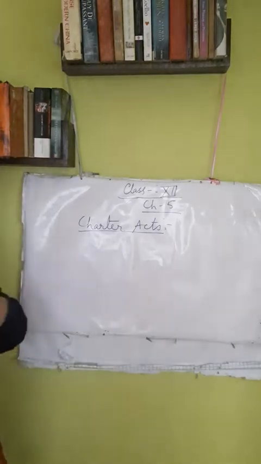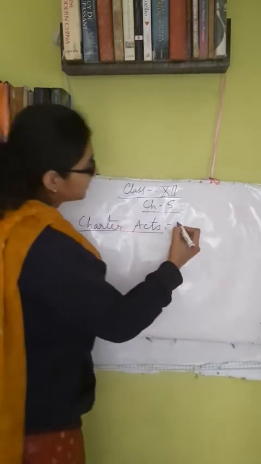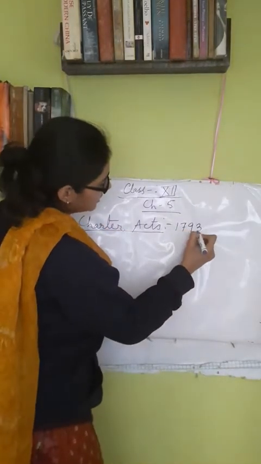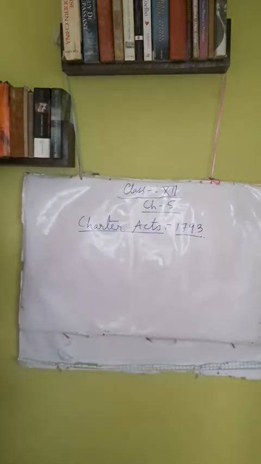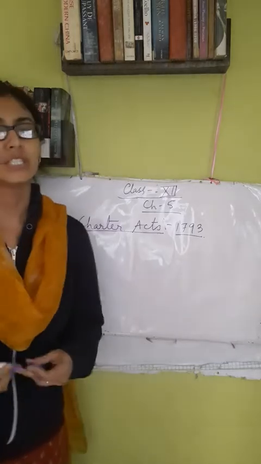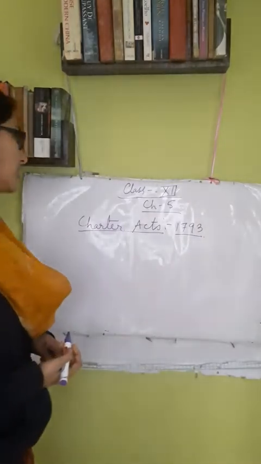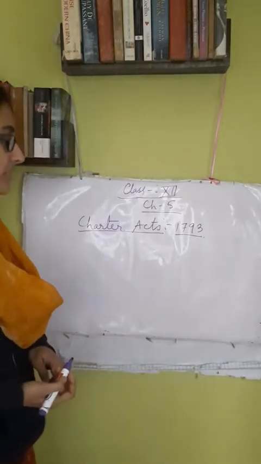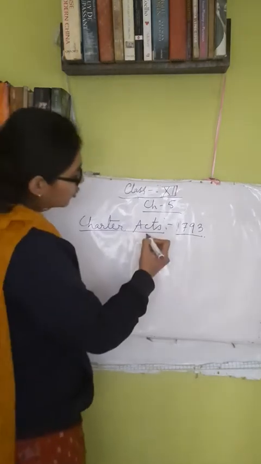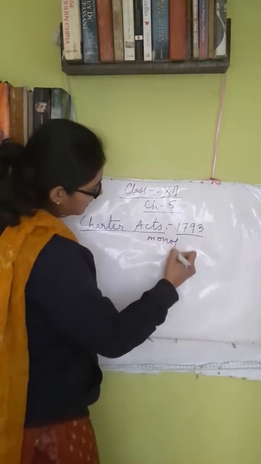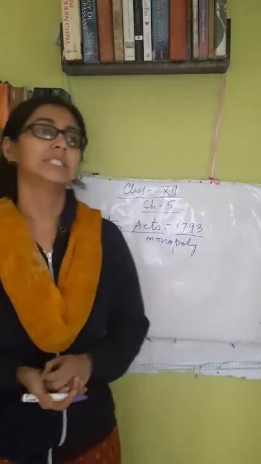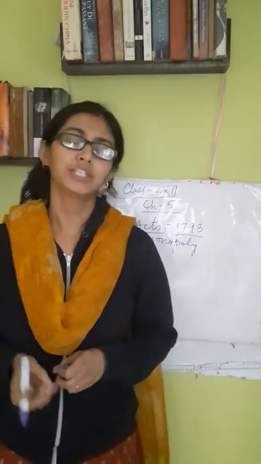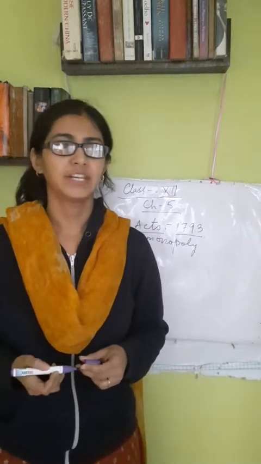So the first charter act that was passed in India was in 1793. In this charter act we see that the monopoly right of the English East India Company was re-established. That was the main thing of the charter act of 1793, that monopoly rights of the English East India Company were re-established. That is, the English East India Company only can trade in India.